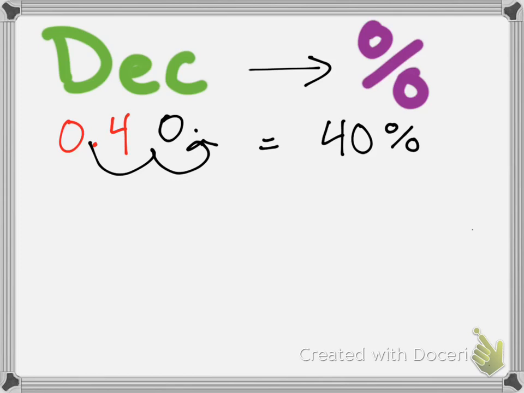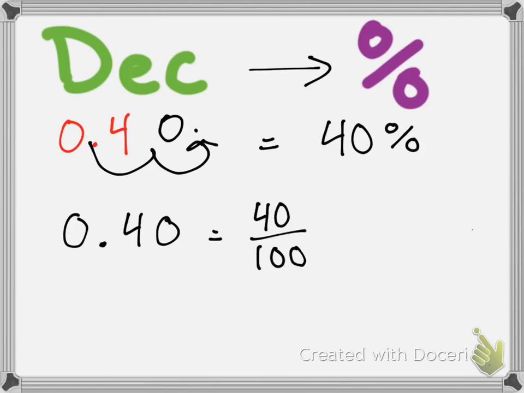This would also make sense. 0.4 is the same thing as 0.40. This is 40 out of 100. 40 out of that 100, which is 40%. So we see that right there. So we move it over. I remember to move it over twice because 1 dot, 2 dots. You see that on the percent sign right there? There's 2 little circles in that percent sign. So that's how I remember we move it over twice.